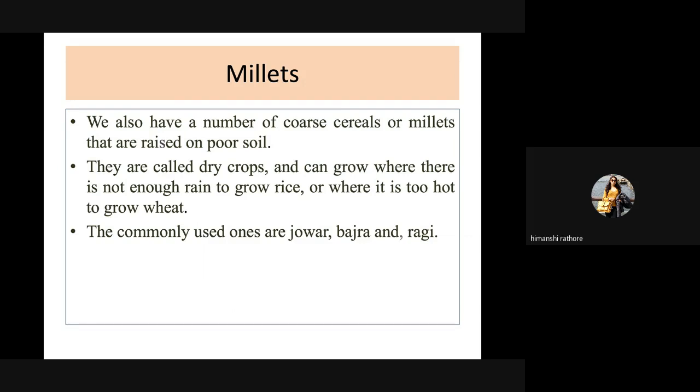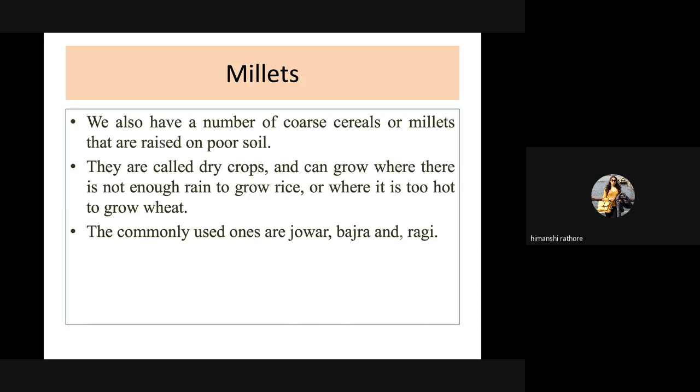So if water scarcity is there, they can be easily grown, and that is the reason why bajra, which is known as pearl millet, is cultivated majorly in Rajasthan, where it is too hot to grow wheat. They can be grown in poor soils as well. The commonly used ones are jowar, bajra, and ragi.